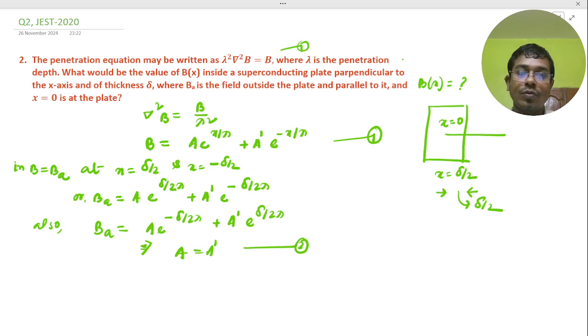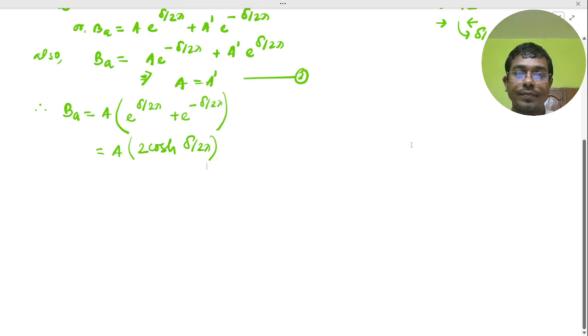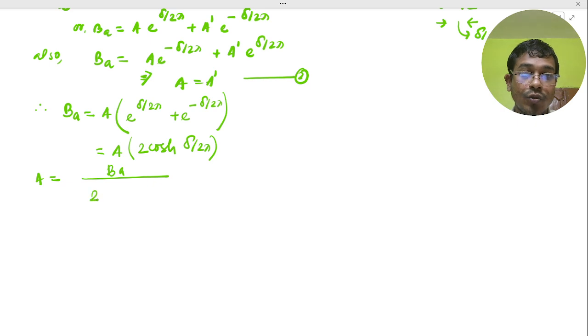So now we get the value of Ba. Ba would become A times exponential delta by 2 lambda plus exponential minus delta by 2 lambda, and it would become A times 2 cosh of delta by 2 lambda, and we find the value of A: A should become Ba by 2 cosh of delta by 2 lambda. This is equation number 3.